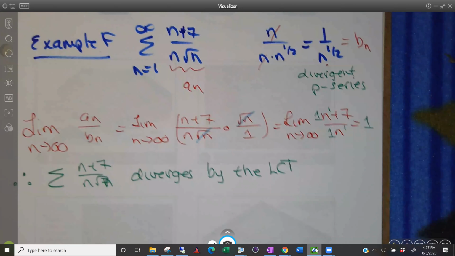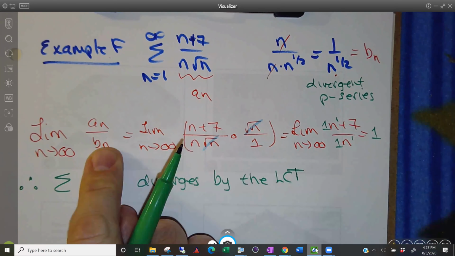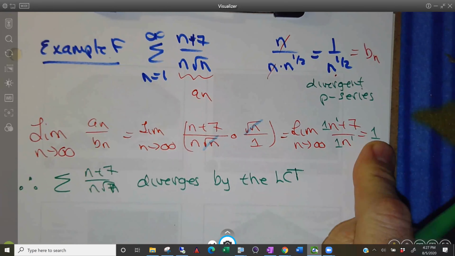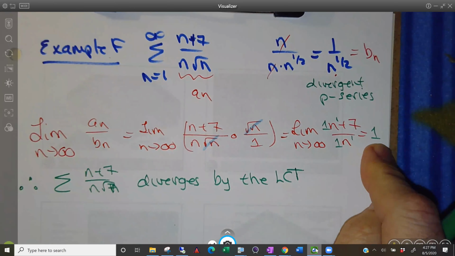Nice. So why did we solve to get 1? Oh, well, you have to calculate this limit and make sure that you get a finite number. Gotcha. That's all that matters. Now, this could have been 10, could have been a million, could have been a billion, but as long as it's finite and greater than 0, that's all that matters.